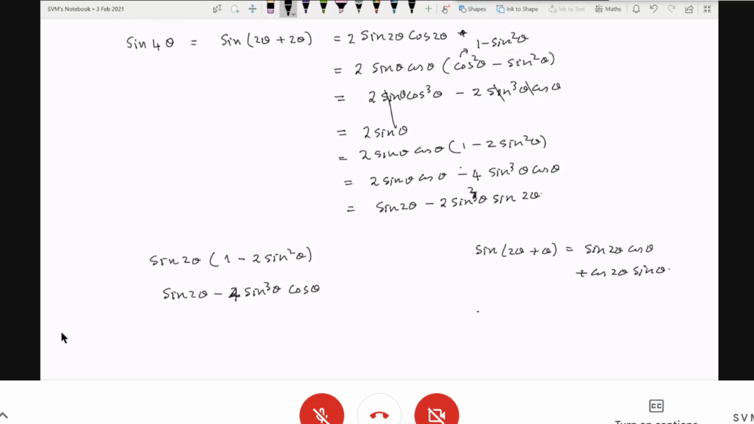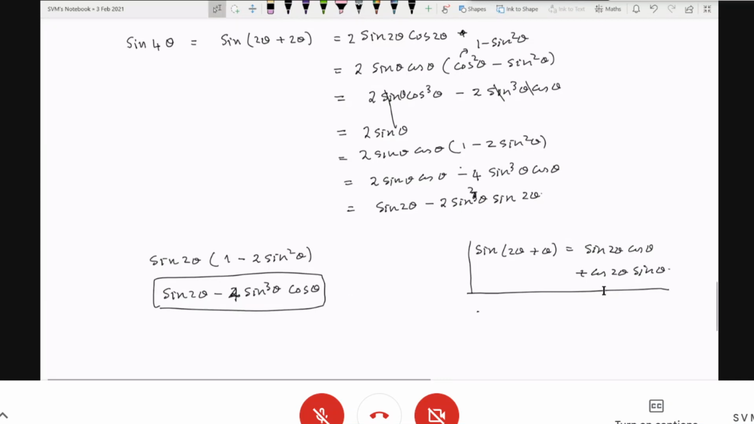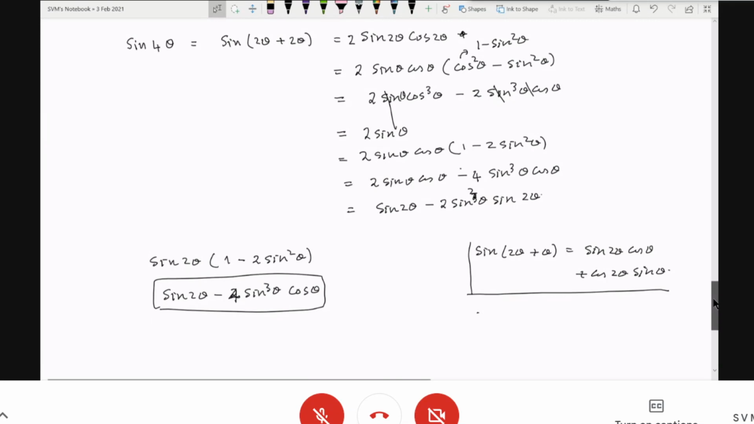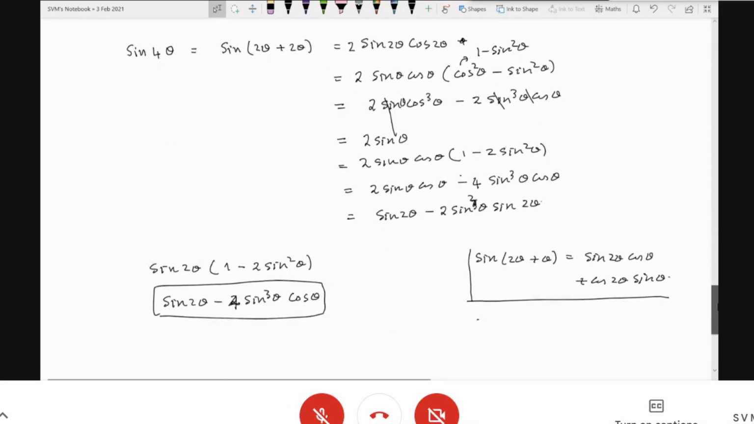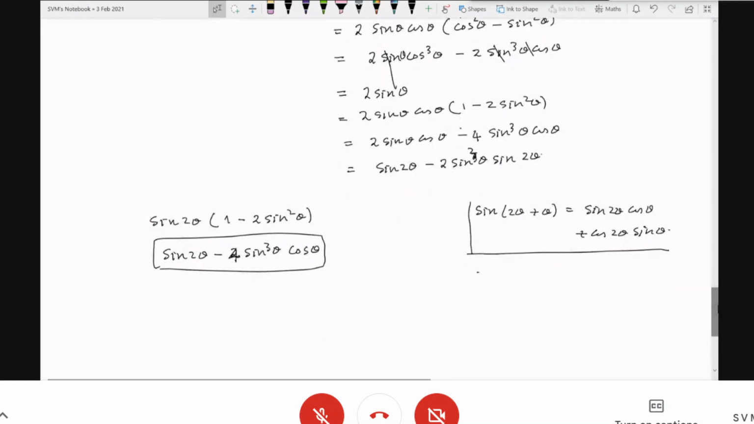Sir, for sine cube theta, we can take sine theta equals t, then we get dt equals cos theta d theta. Can we do that? So from here, sine cube theta, if we take sine theta equal to t, then we get dt equal to cos theta d theta. Let's see. So let's substitute that in the integral.